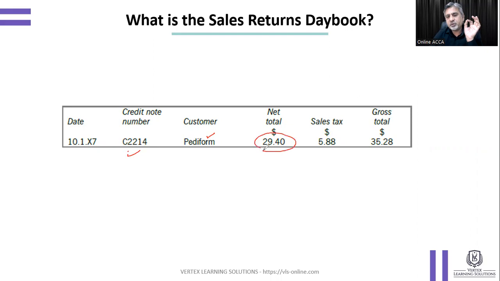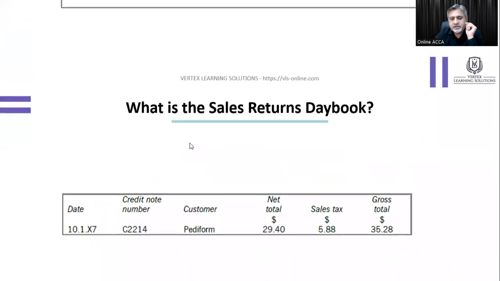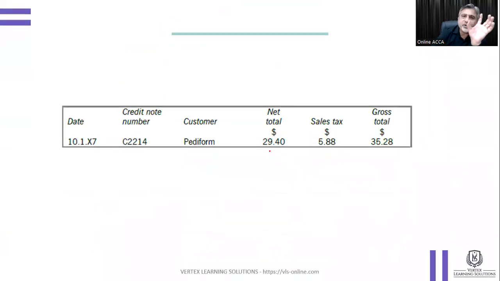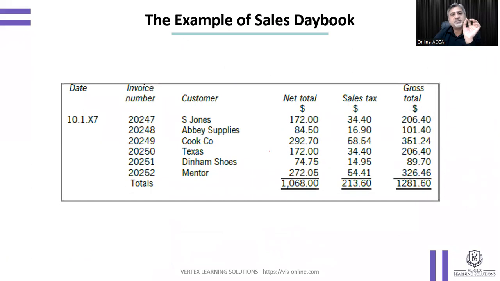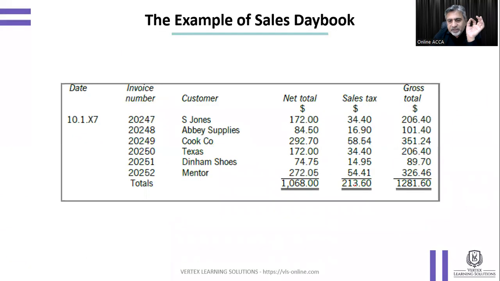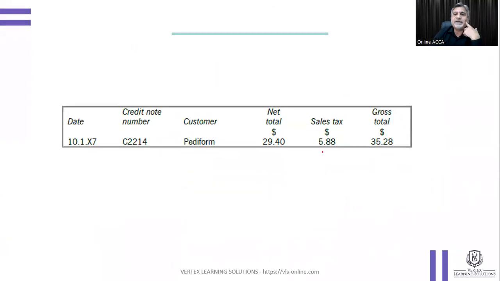Total amount 2940. Inside of that, sales tax 5.88, gross is 3528. The net result on 10th of January: remember, you had this sales figure 1068. From 1068, at the end of the day, 29.40 will be adjusted, will be reduced. Sales minus sales returns is called net sales. From sales tax liability 213, this liability 5.88 will be subtracted, and your net sales tax liability would be 213 minus 5, maybe $208.